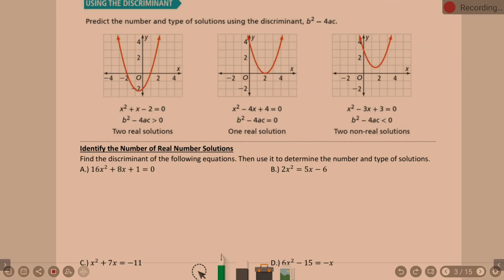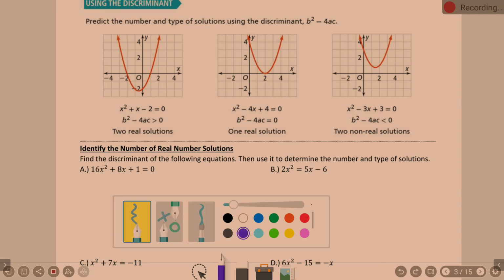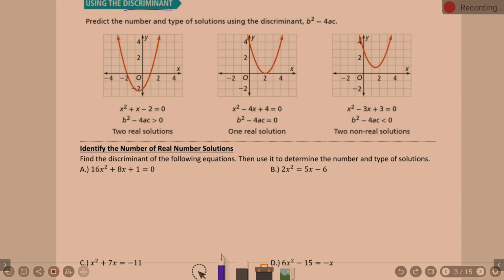On the back side of the notes, we're going to use just a portion of the quadratic formula. And this portion that we're using is the portion under the radical, and it's called the discriminant. Okay, we're going to use a discriminant. The discriminant being b squared minus 4ac.